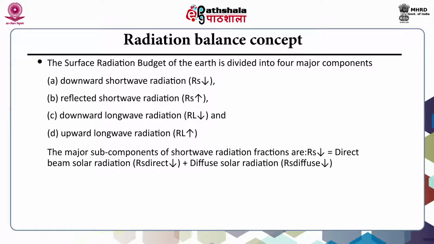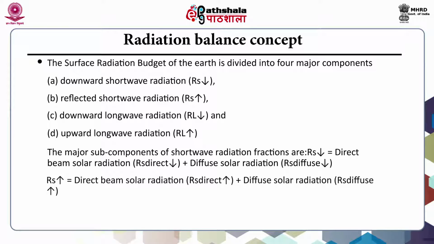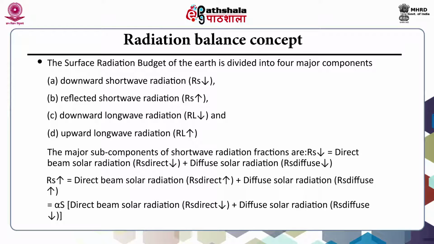The major sub-components of short wave radiation are: RS down arrow, the downward solar radiation, which is direct solar radiation plus diffuse solar radiation, also downward. The RS up arrow, the reflected short wave radiation, is equal to direct beam solar radiation reflected plus diffuse solar radiation also reflected, which is equal to alpha S multiplied by direct beam solar radiation downward plus diffuse solar radiation downward.